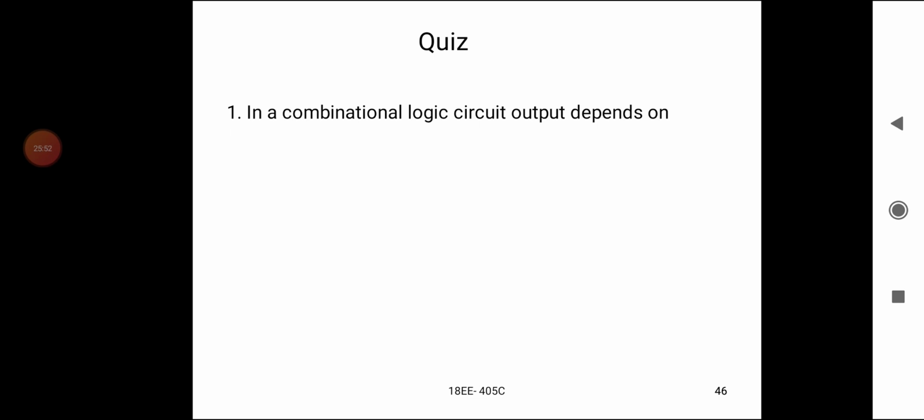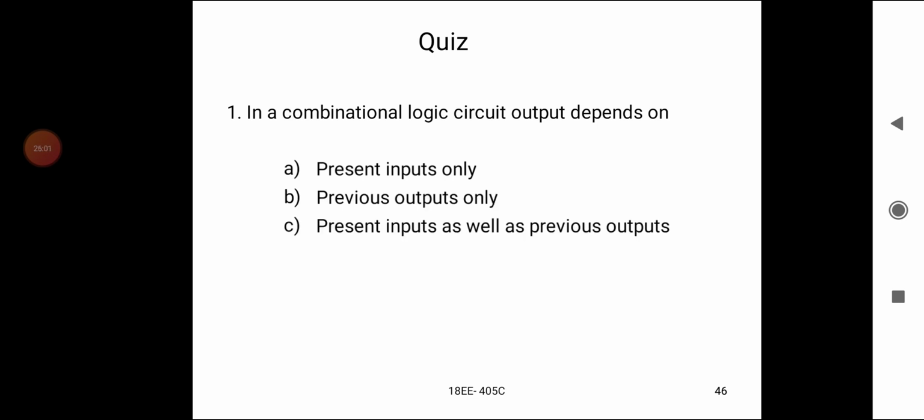Quiz. In a combinational logic circuit, output depends on: present inputs only, previous outputs only, present input as well as previous outputs, none of the above. Our answer is, in a combinational logic circuit, the output depends on present inputs only. So our answer A is correct.